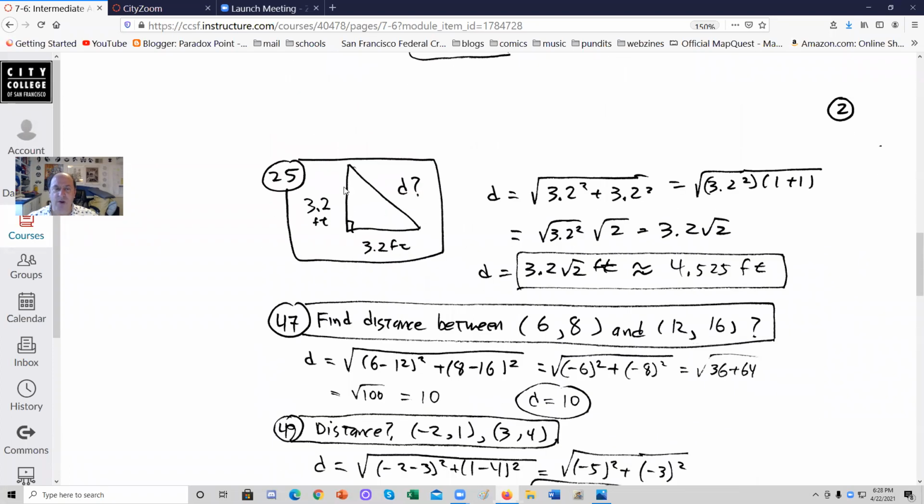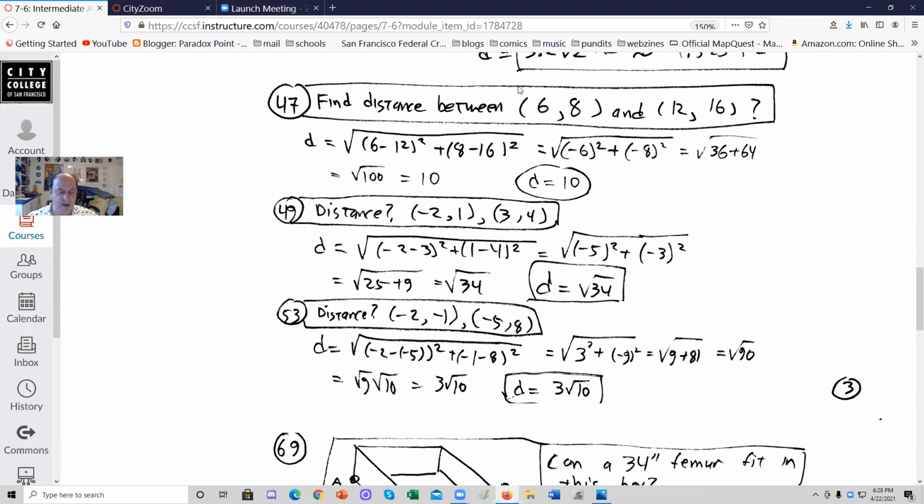If we have an isosceles right triangle, these two lengths are equal, 3.2 feet. What's D, the diagonal? D is root of 3.2 squared plus 3.2 squared, which is 3.2 squared times 1 plus 1, in other words, 2. So we break this root apart into root of 3.2 squared times root of 2. So 3.2 root 2. That's the distance, approximately 4.525 feet.